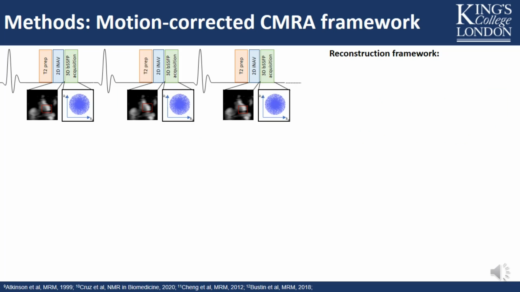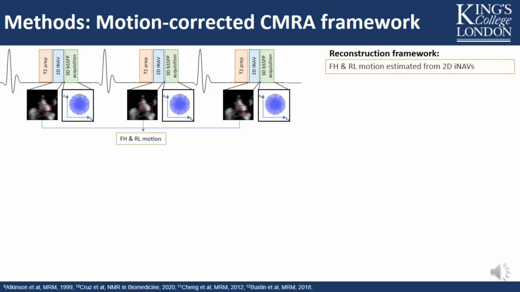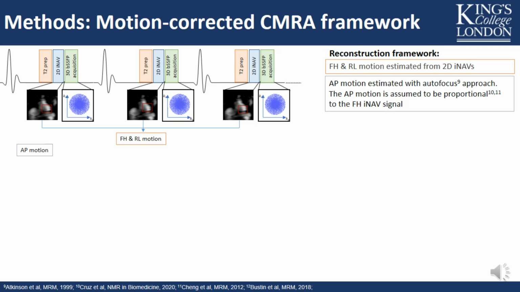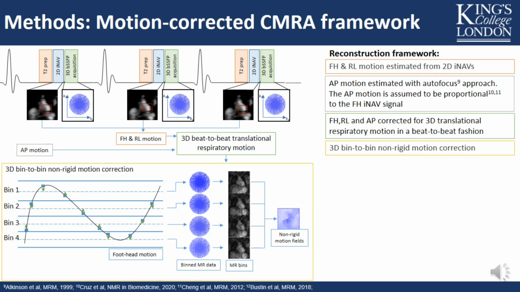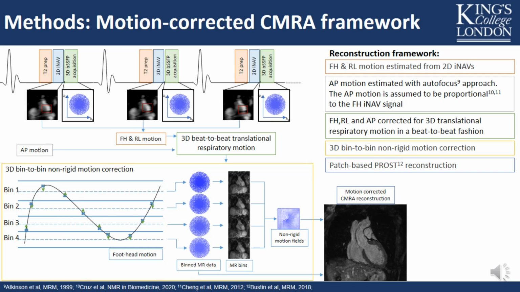In the first step of the motion-corrected 3D whole heart CMRA reconstruction framework, the foot-head and right-left motion is estimated from the 2D iNAVs. Anterior-posterior motion is then estimated with an autofocus approach, assuming a linear relationship between the foot-head iNAV signal and AP movement of the heart. Beat-to-beat 3D translational respiratory motion is estimated. 3D non-rigid motion is then estimated from the respiratory resolved bin images and incorporated into the motion-compensated reconstruction with patch-based low-rank regularization to produce motion-free CMRA datasets.